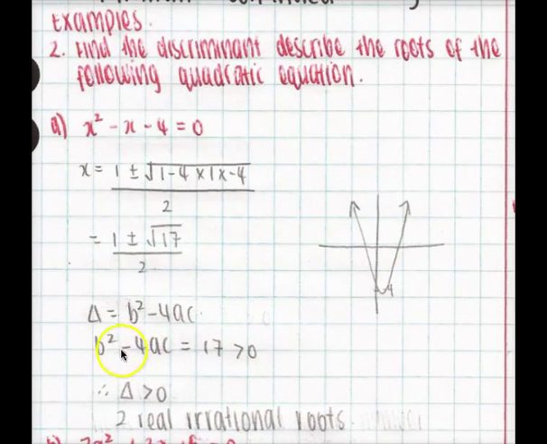Then you'll make this conclusion that b squared minus 4ac equals 17, which is greater than 0, therefore the discriminant's greater than 0, therefore there are two real irrational roots because this discriminant is not a square number such as 9 or 16 or 25. Okay, we'll look at example 2 now.